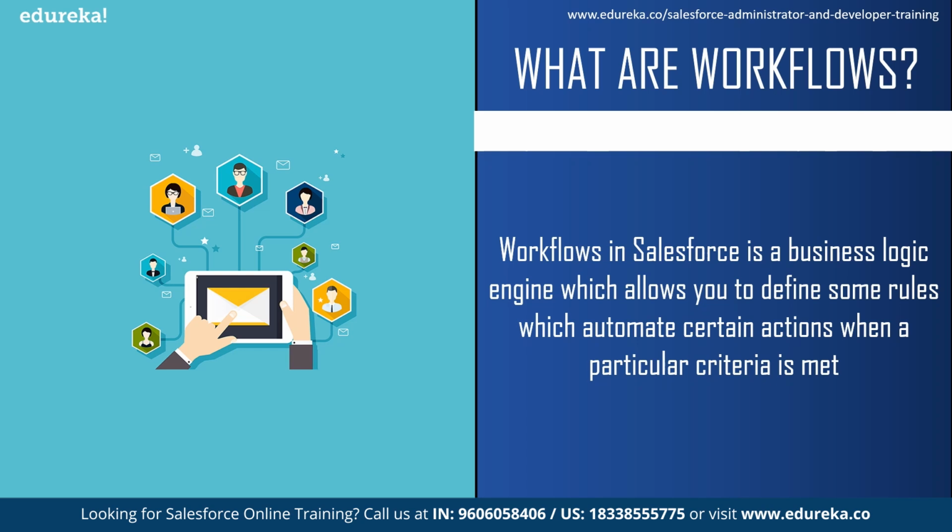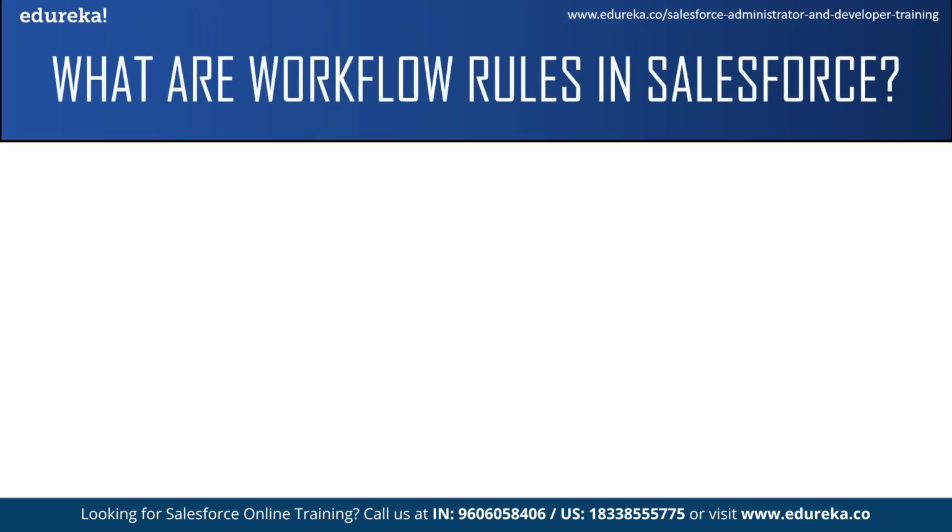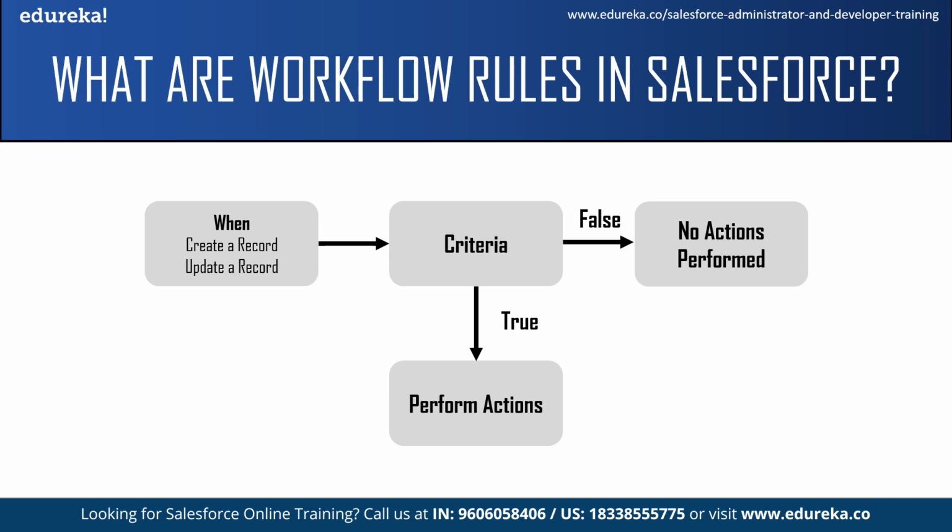For example, every time an account is created, an automatic email will be sent to a mail ID using the workflow rules. Now we'll be talking about all these actions and these criteria in the entire session. Also do watch a demo where I will show you how you can set a workflow rule for automatically sending an email. Now let us understand this better. Each workflow rule consists of two main things. One is the criteria and the other one is actions.